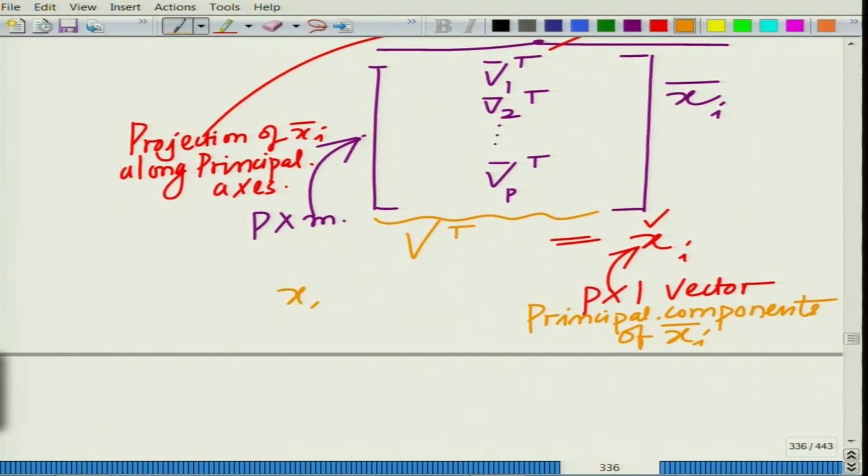So, you can write this principal component vector X check i as X check i equals V transpose times X bar i, where V transpose comprises v1 bar transpose, v2 bar transpose, vp bar transpose, where v1 bar, v2 bar, vp bar are the right singular vectors of the matrix X corresponding to the largest singular values.